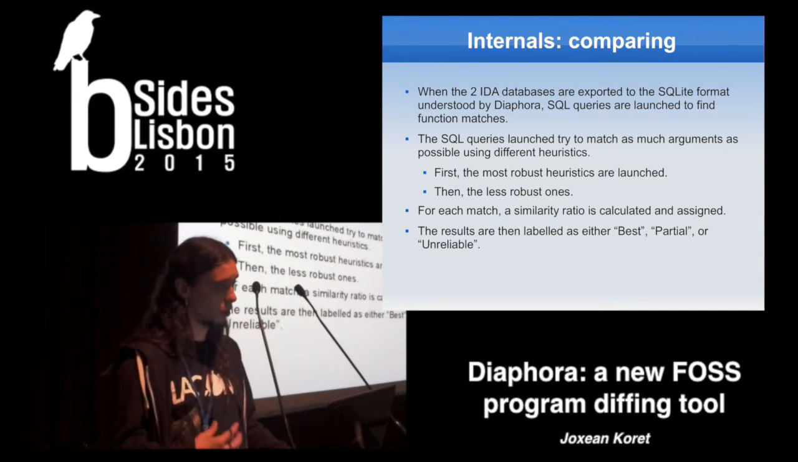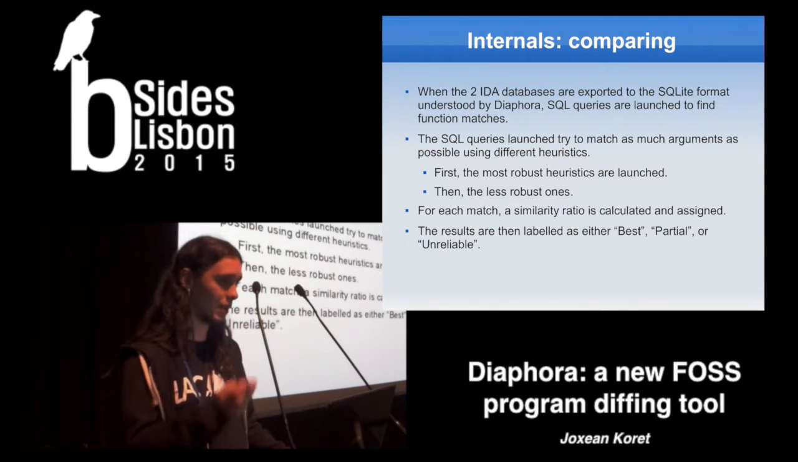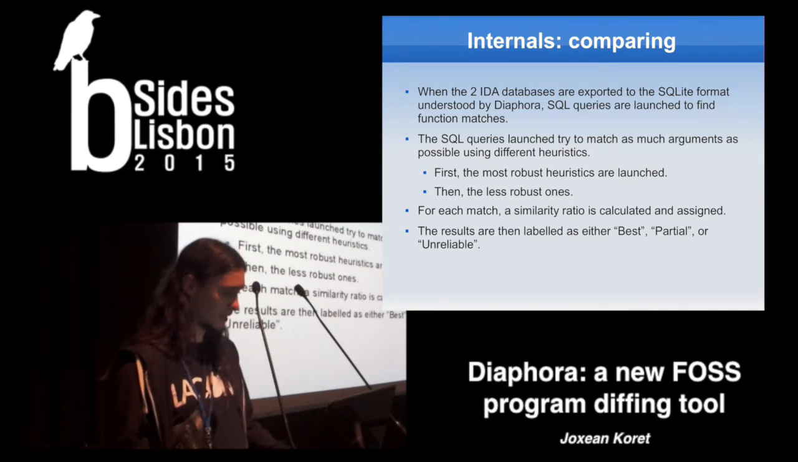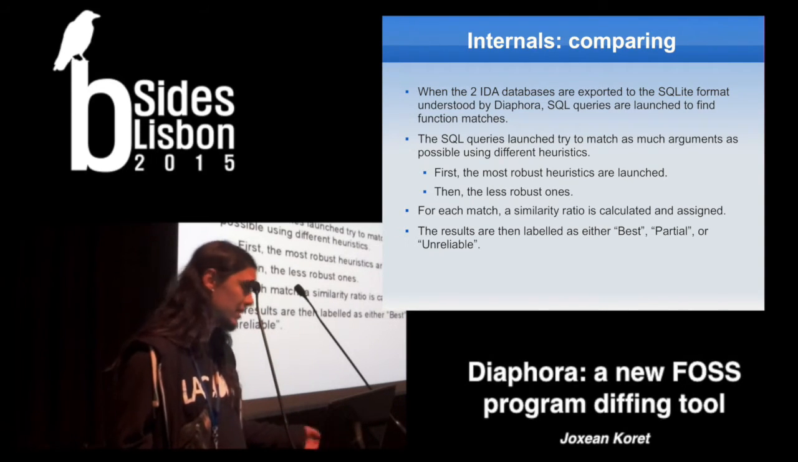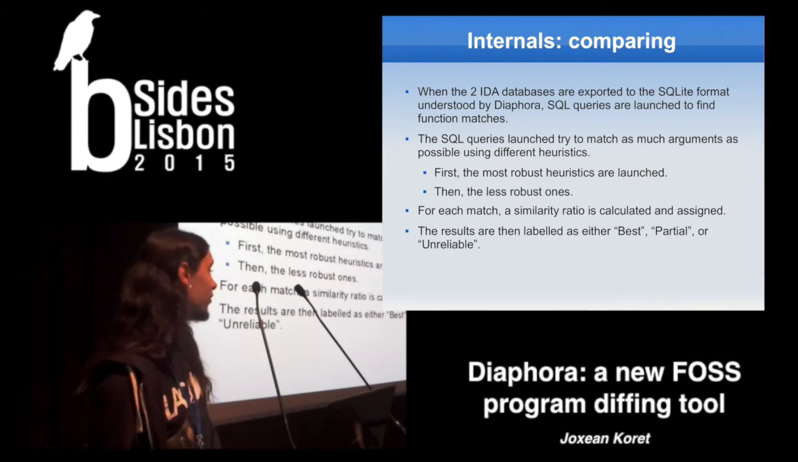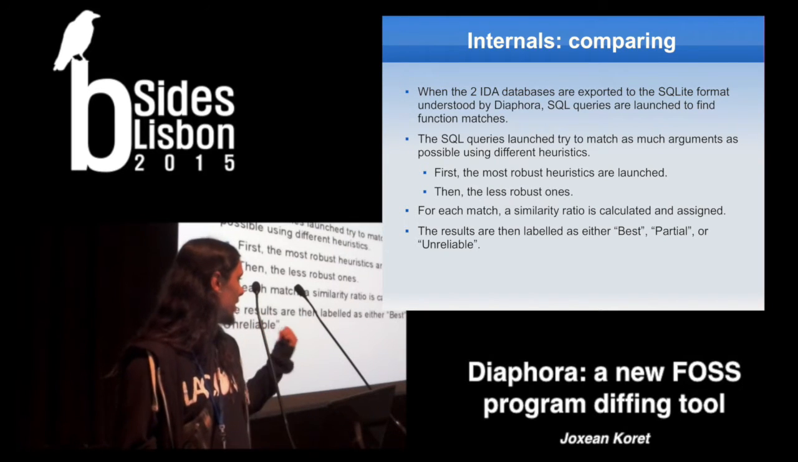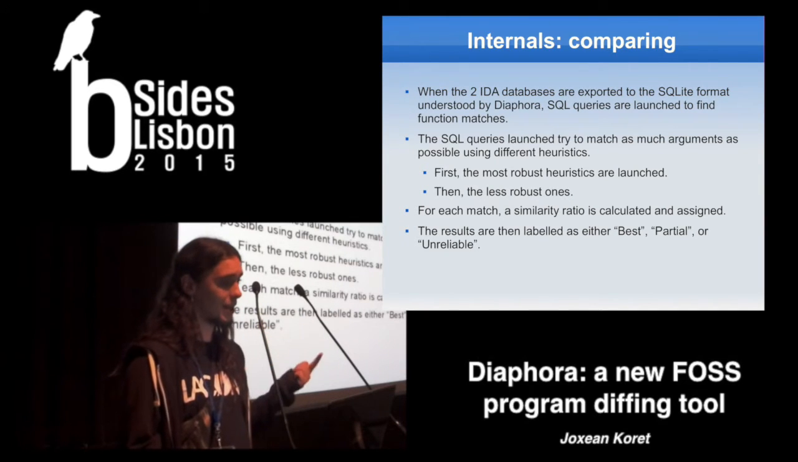First, the most robust ones, the heuristics that are likely going to cause the fewest number of false positives, and then the less robust ones, the ones that are going to cause a lot of false positives. Then, for each match, a similarity ratio is calculated and assigned. And finally, the results are simply labeled and grouped as either best, partial, or unreliable.